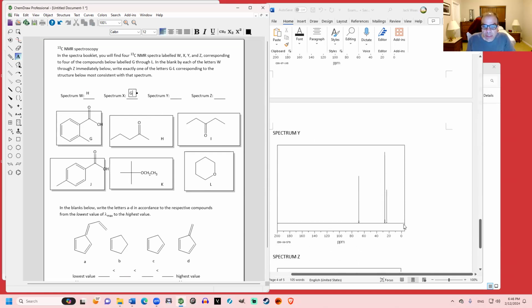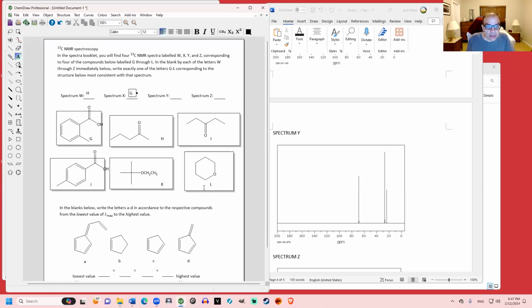The next one has only 3 peaks, and I don't see any carbonyls or anything like that. So there's 3 types of carbon, and the only ones without carbonyls are K and L. How many types of carbon does K have? 1 for the CH3, 2 for the CH2, 3 for the quaternary carbon, and 4 for the CH3s, which are all equivalent. So for K, we would see 4 peaks.